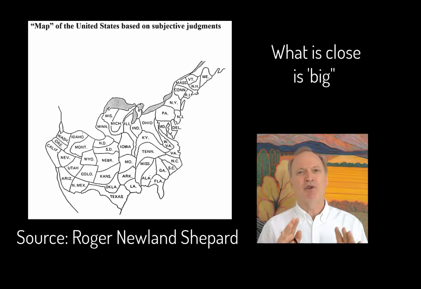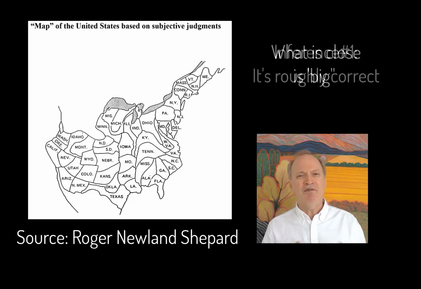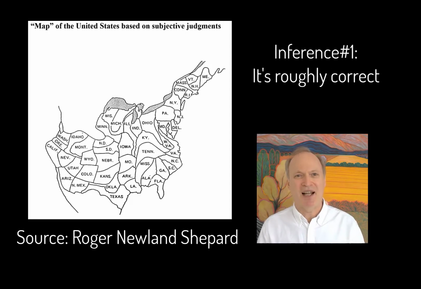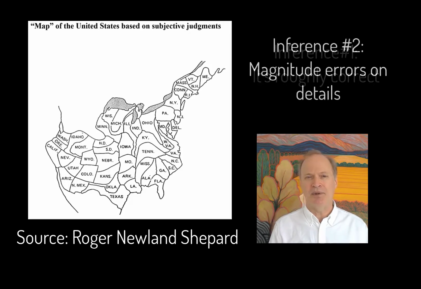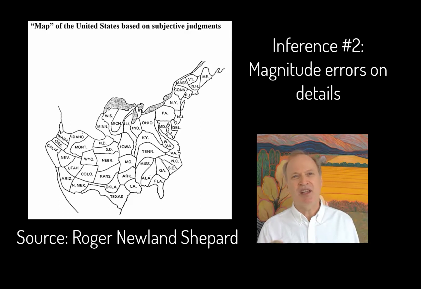Now, what do we infer from this? We infer a couple of things from this simple map that Shepard did. We infer that it's roughly correct. Roughly correct, in that you notice there is a west coast, an east coast, north and south, right? Makes sense. But you also notice there can be magnitude errors on detail. People perceive these magnitude errors on detail, and once they understand what they are, it could be opportunistic for a marketer or a firm to understand these things.